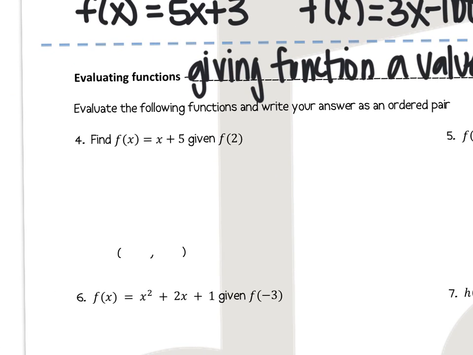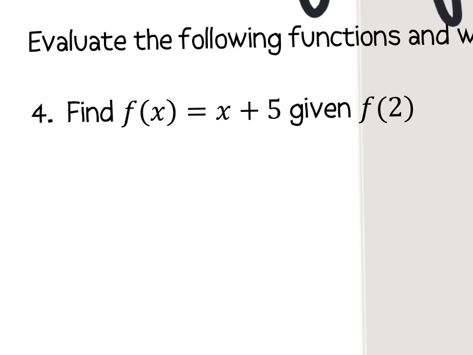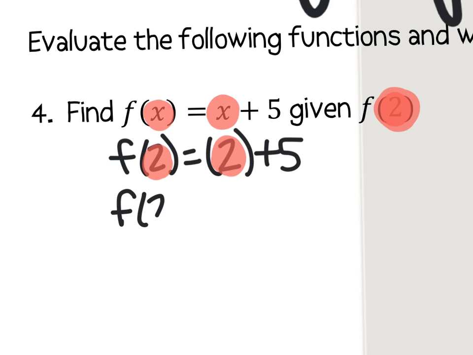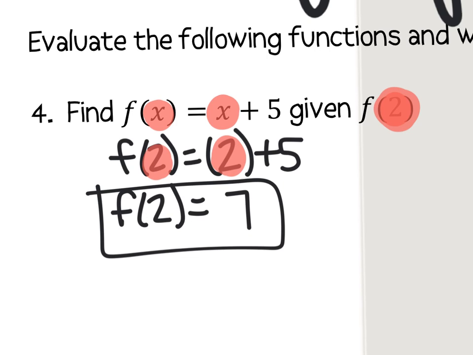So on problem 4, it says, find f of x equals x plus 5 given f of 2. So it's important to note that in the parentheses here, we have x. So that means whatever they give us in the parentheses is also our x value. So to find f of 2, I'm replacing x with 2. So this 2 that we just plugged in was the same as this 2 that we were given in parentheses because they told us that's what x was. Well, now I just need to do a little bit of math. So f of 2 is going to equal, well, 2 plus 5 is 7. So that's my answer, is that f of 2 equals 7.